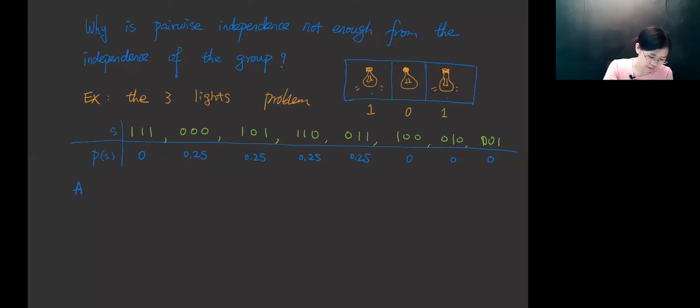Consider these 3 events. A being the first light bulb is on. Four outcomes are consistent with the statement that the first light bulb is on, and we call that set event A. And event B is the second light bulb is on. And the third event, C, is the third light bulb is on.